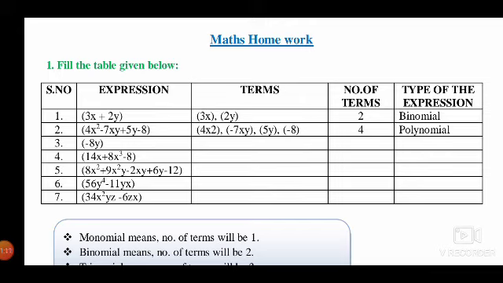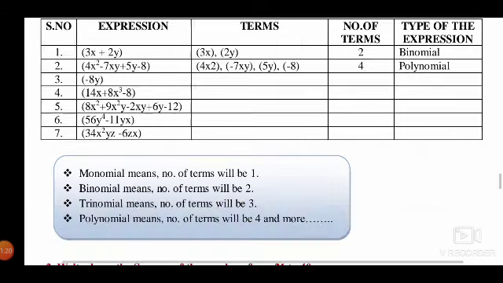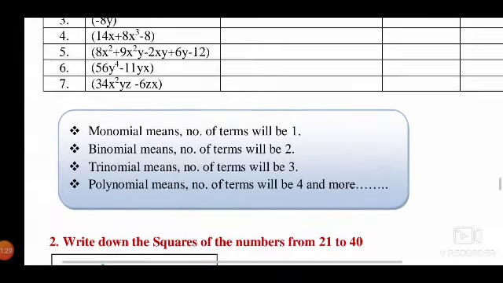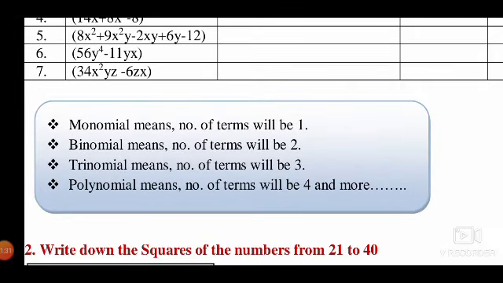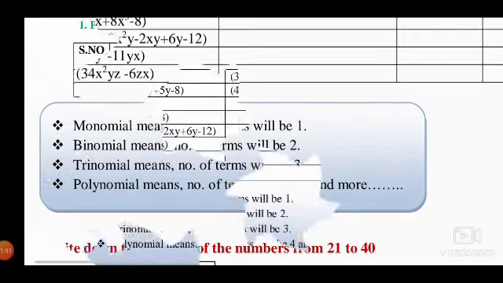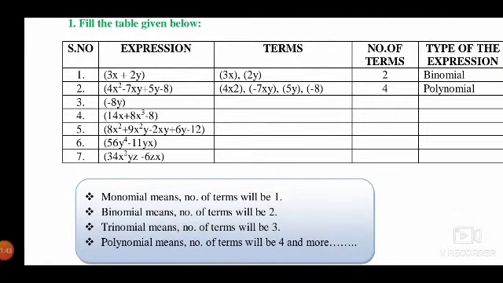This is how you have to fill the third, fourth, fifth, sixth and seventh sums. You have to write down the terms, the number of terms, and the type of expression. I have given a hint below. Monomial means the number of terms will be only 1. Binomial means the number of terms should be 2. Trinomial means the number of terms should be 3. Polynomial means the number of terms should be 4 or more. With this hint you have to fill the first question's table.